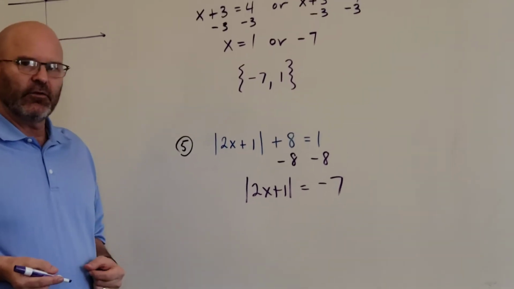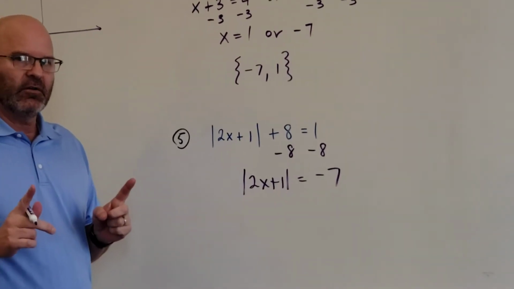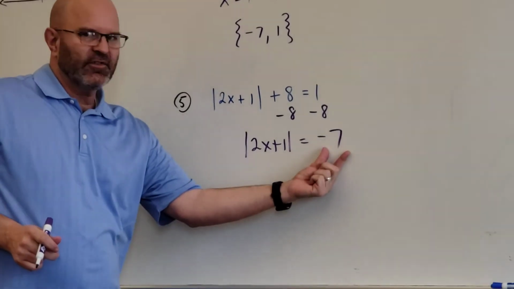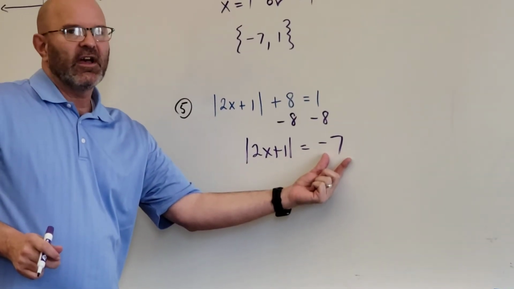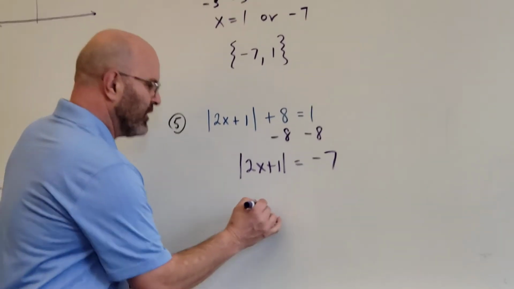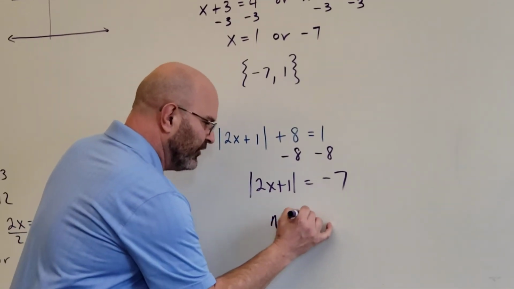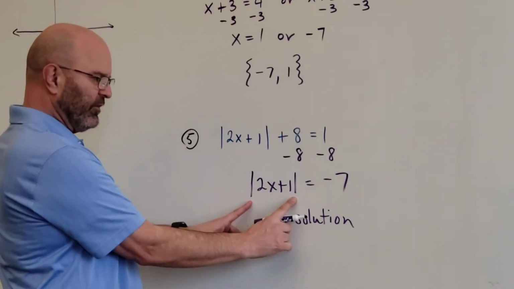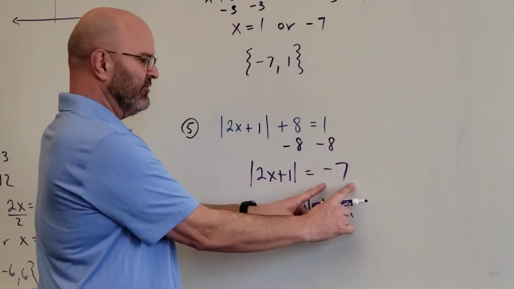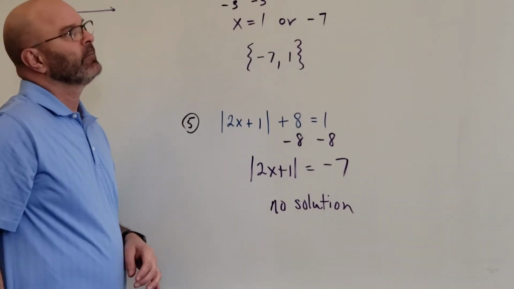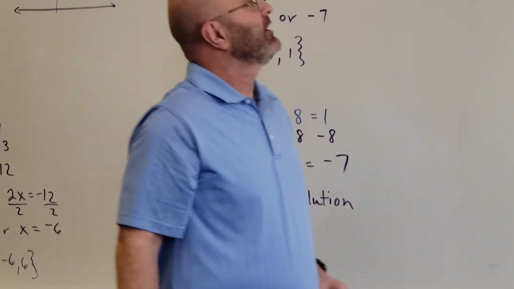Do you think we're going to get solutions for this problem, yes or no? We have an absolute value equaling a negative number. They'll never have solutions. So I don't even do any work from this point forward. I'm just going to state there is no solution. If the absolute value portion is by itself and you have a negative number on the right side, we will not get solutions. All right, 3 more.